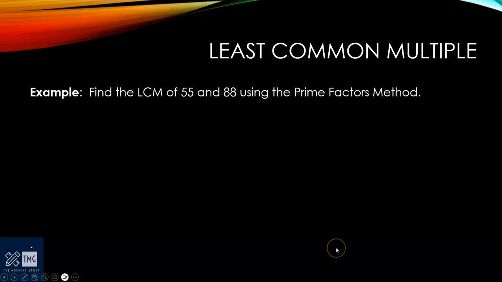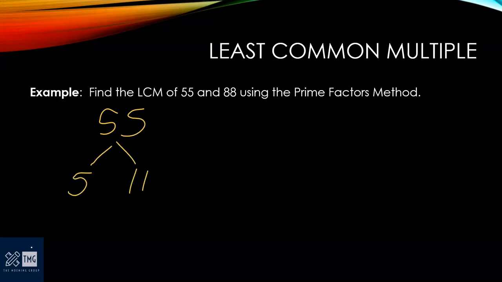So let's jump in. 55 and 88 using the prime factors method. I'll tell you right now, I don't want to list out the multiples of this. I could get to the times 2 and have to think way too hard. So let's start with 55. If I say 55, that breaks down to 5 and 11.